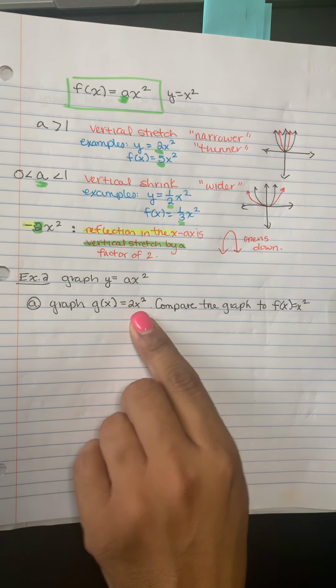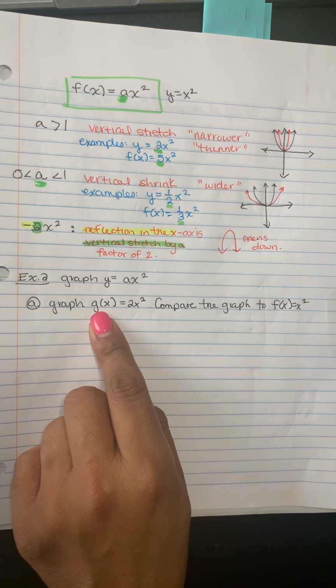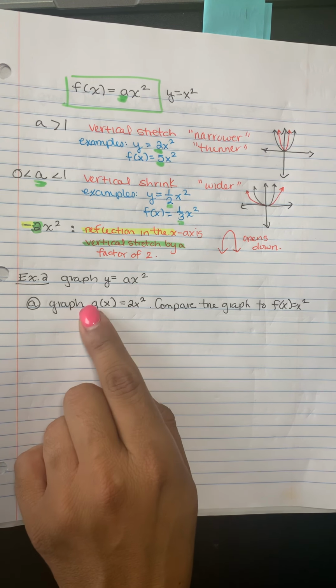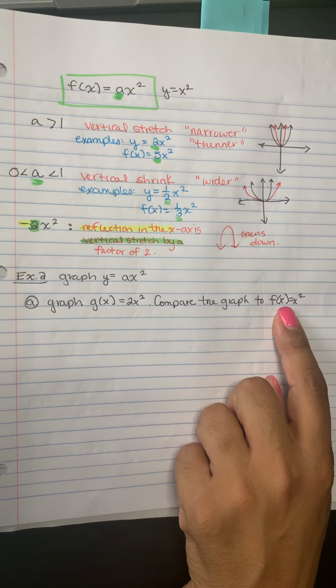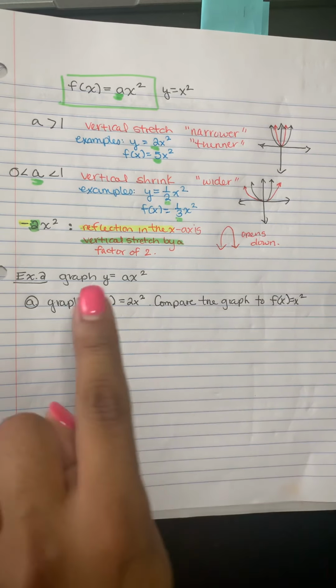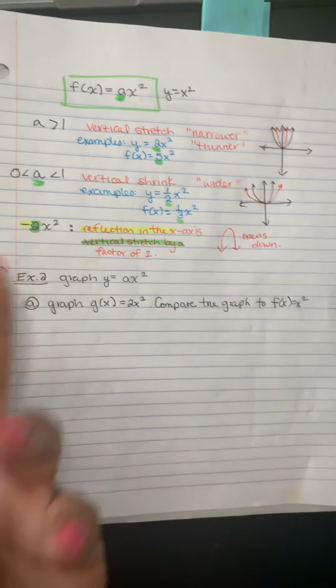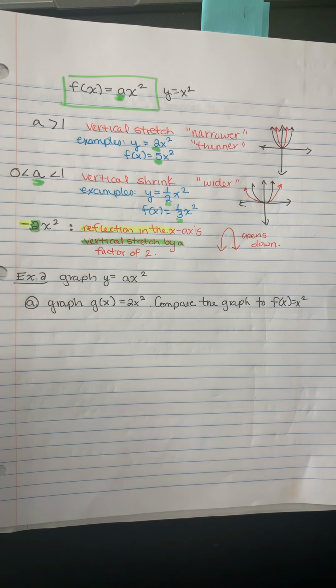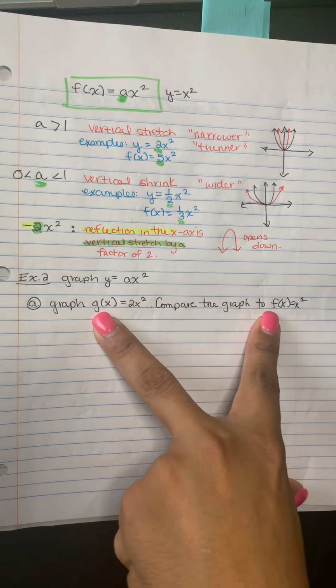Graph g of x is equal to 2x squared. Now, some students are like, what is g of x? g of x is just the new graph that we're going to compare to the parent function. We know the parent function is f of x, g of x. It's just naming it, if we have a purple graph and a green graph. Just another name. So we're going to compare these two.